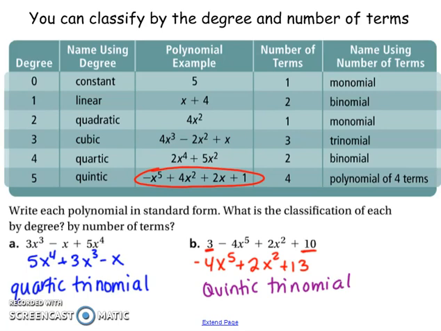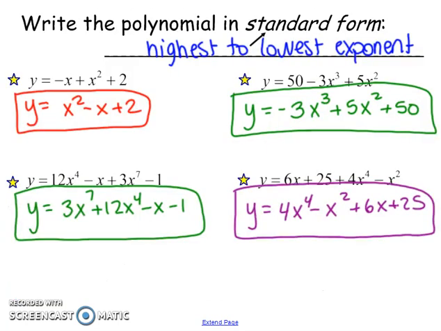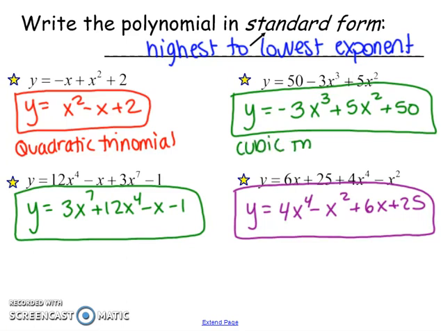Okay, so let's just go back and name the ones that we just did earlier in standard form. So the first one in red, that would be a quadratic because the degree is 2. And there's 3 terms, so it's a trinomial. Okay, the one to its right, the green one, highest degree is a 3, so that's a cubic. And there's 3 terms, so it's a cubic trinomial.